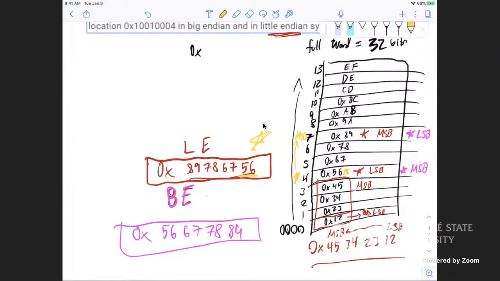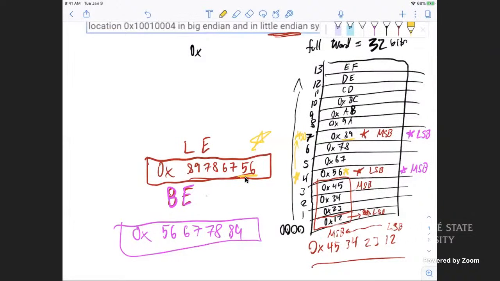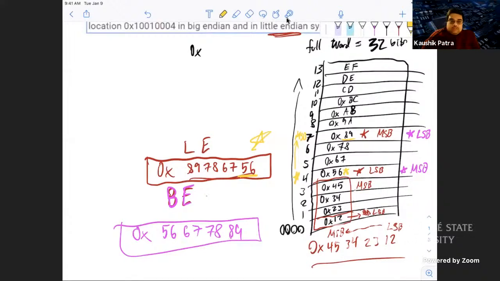And then the MSB would be 0x89. So that's what you marked as LE, little endian, which is 8, 9, 7, 8, 6, 7, 5, 6. That seems correct. And big endian would be where the lower address is the MSB. Yeah, 5, 6. Okay, this seems correct. Thank you very much. So everyone got it?